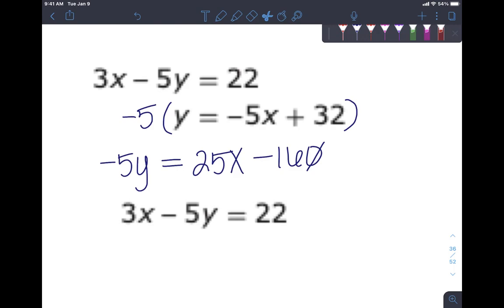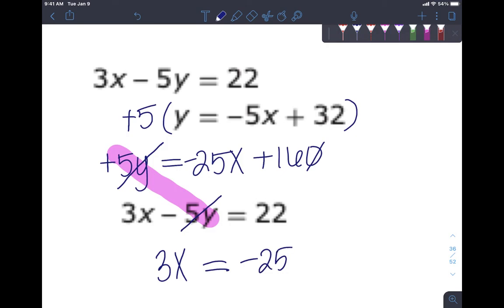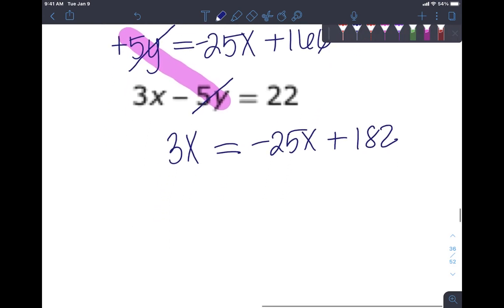Okay, now I'm going to go ahead and combine them. I did not mean to multiply by -5y. Whoops. I'll just change the sign. I multiplied by +5. There we go. All right, so now I can go ahead and combine them. So these guys are going to cancel. 3x equals -25x plus 182. I have now something that I can solve.